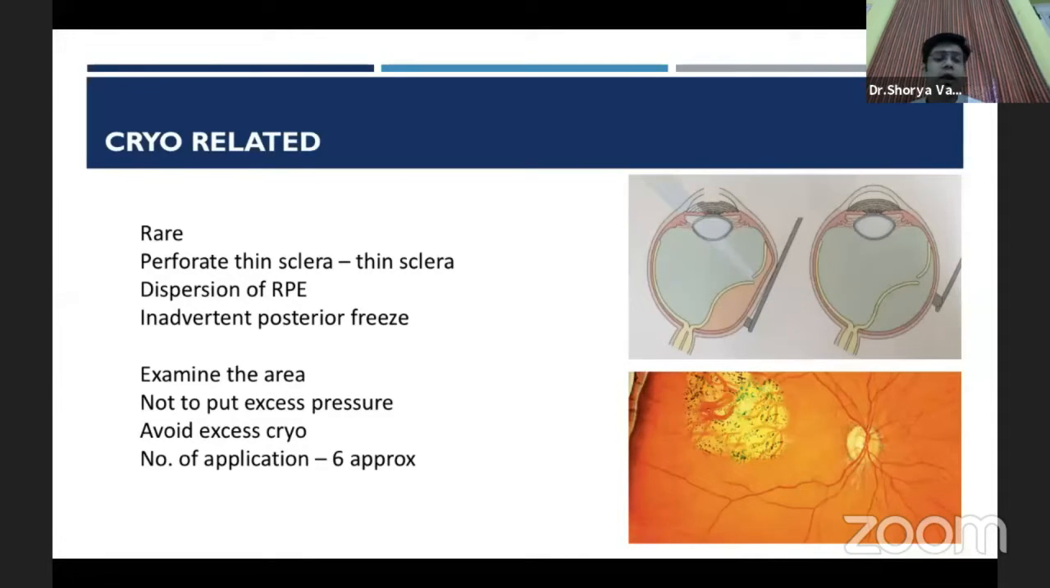Cryo-related complications are rare, however, in myopic patients with thin sclera, there is a chance of perforation. What we should do is examine the area before we do the cryo, not put too much pressure on the globe, and avoid excess cryo. Also, we should avoid doing cryo in the center of the break so that it does not lead to dispersion of RPE, which might lead to PVR later. We should also prevent inadvertent posterior freeze by looking at the tip of the cryoprobe and not at the shaft. We can do all these things to prevent cryo-related complications.